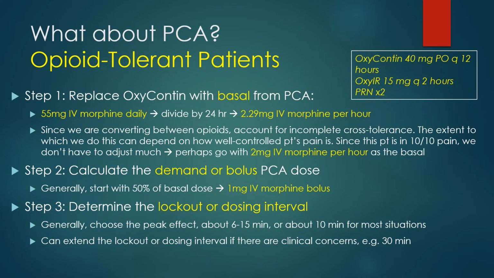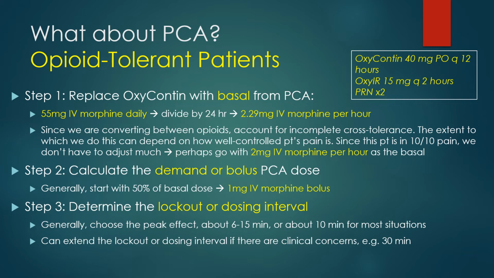What about PCAs for opioid-tolerant patients? A PCA for our patient is a good idea. To use a PCA, follow the following steps. As a reminder, our patient was taking OxyContin 40 milligrams PO Q12 hours with OxyIR 15 milligrams Q2 hours PRN, about 2 doses a day. Step 1. Replace OxyContin with the basal from the PCA.